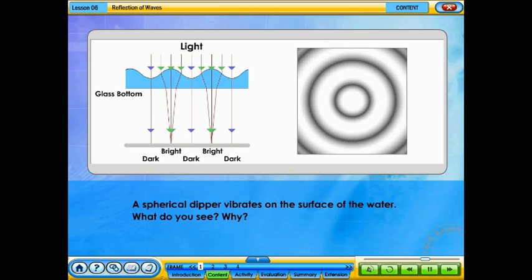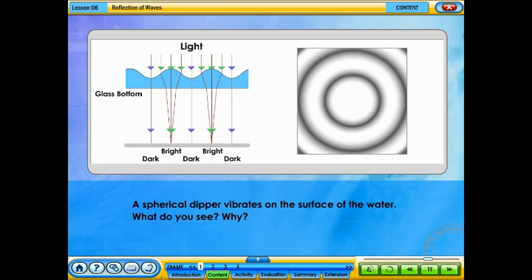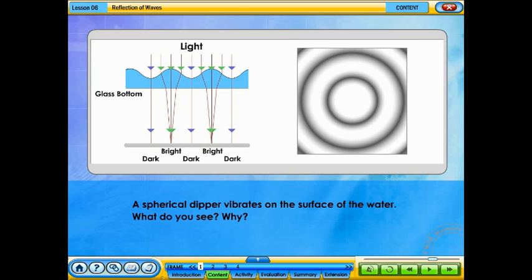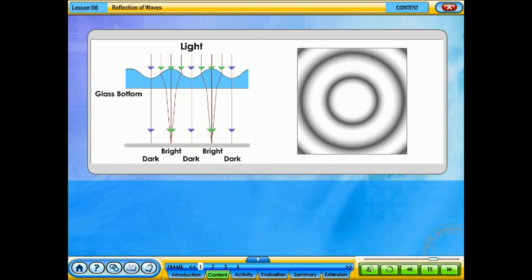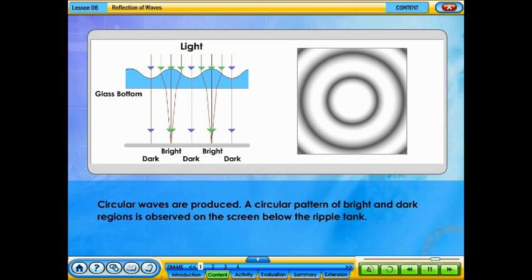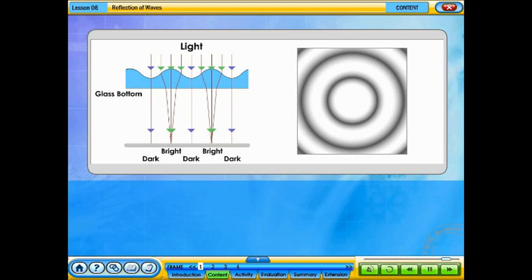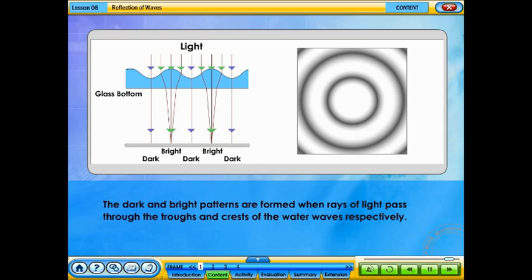A spherical dipper vibrates on the surface of the water. What do you see? Why? Circular waves are produced. A circular pattern of bright and dark regions is observed on the screen below the ripple tank. The dark and bright patterns are formed when rays of light pass through the troughs and crests of the water waves respectively.